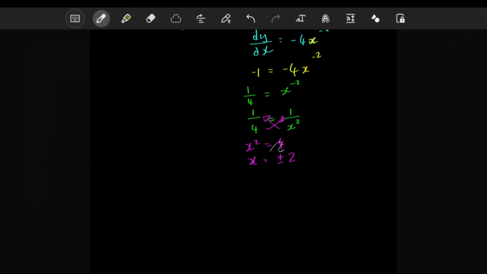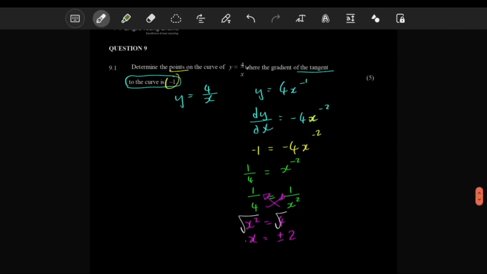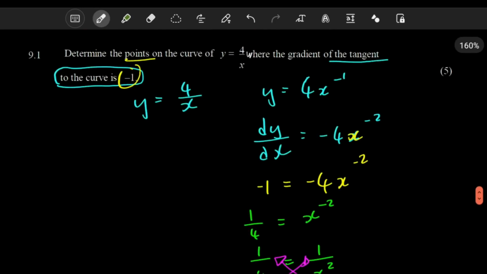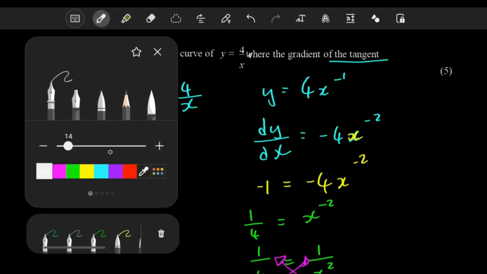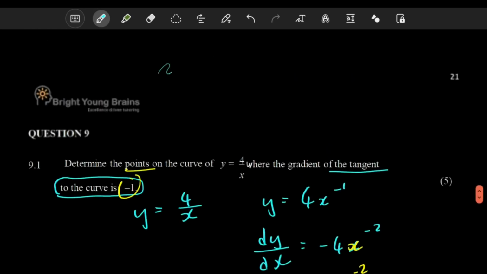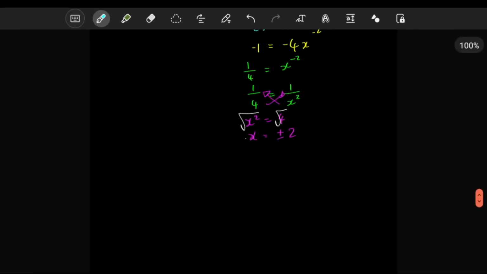So we have 2 x values where the gradient is -1. But then they say the points, meaning you have to give coordinates. That's why this is a 5-mark question. Just the x values won't do. You need to get the y values as well.